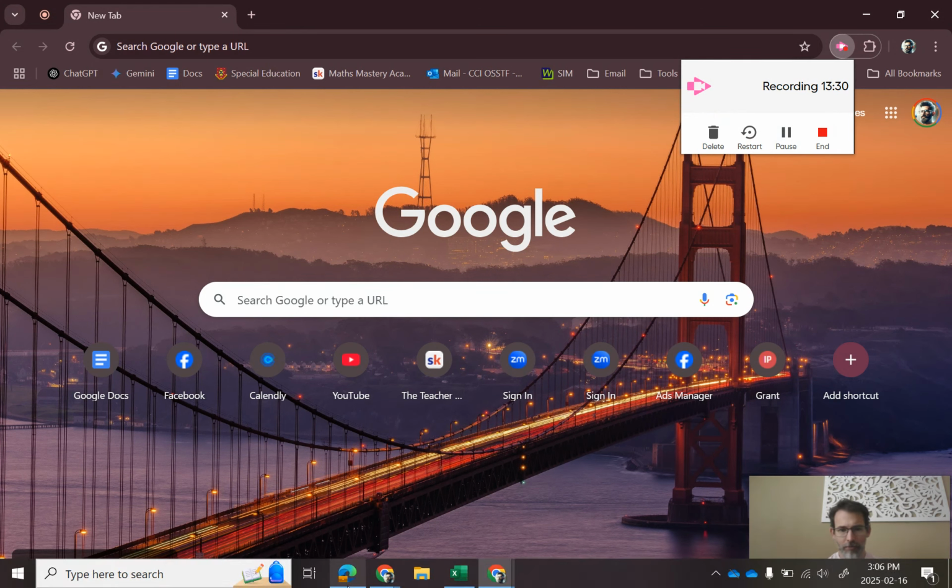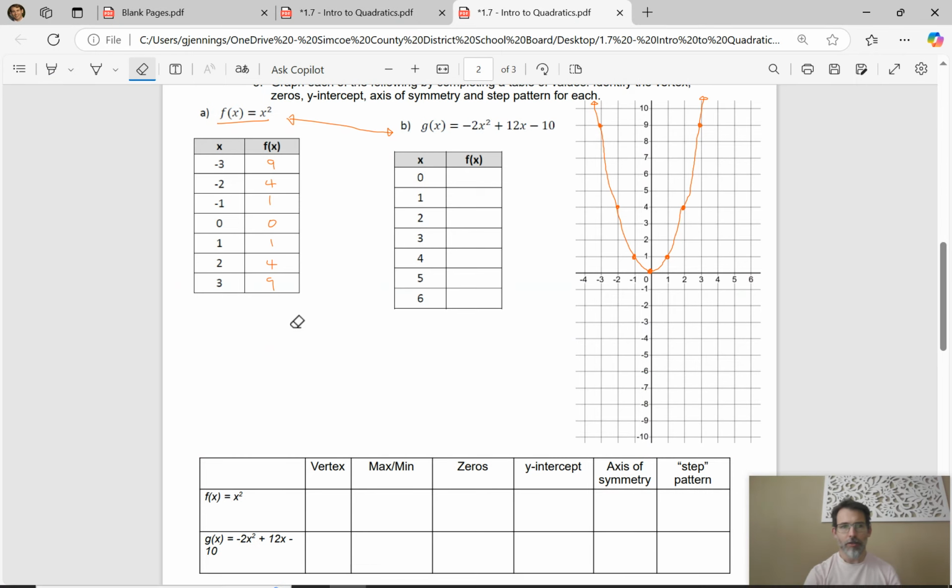Okay, I got the first one done. So let's take a look. It's pretty straightforward in that if we square minus 3, we get positive 9. So that's the point minus 3, 9. Right? Just put the x in first and the y in second. And then here's minus 2 squaring to 4. There's a minus 1 squaring to 1. 0 squares to 0. 1 squares to 1. 2 squares to 4. And 3 squares to 9.